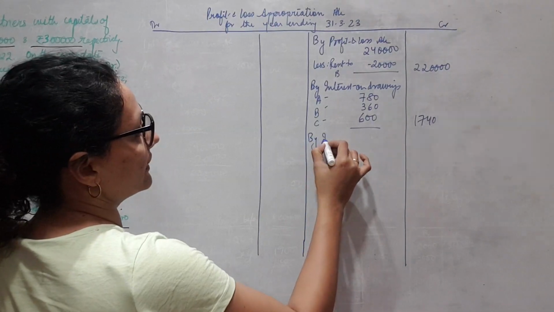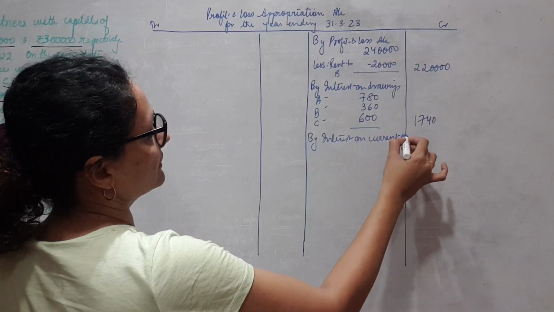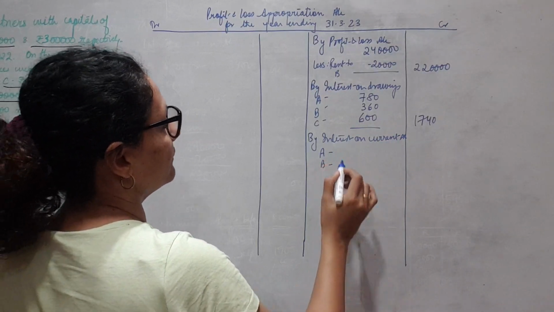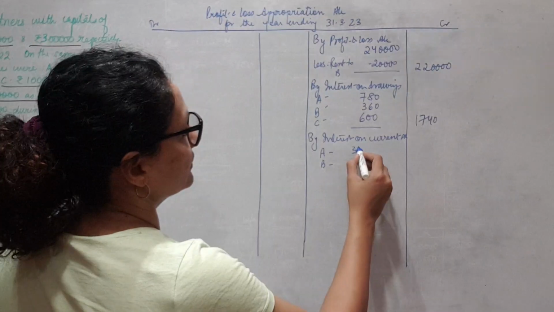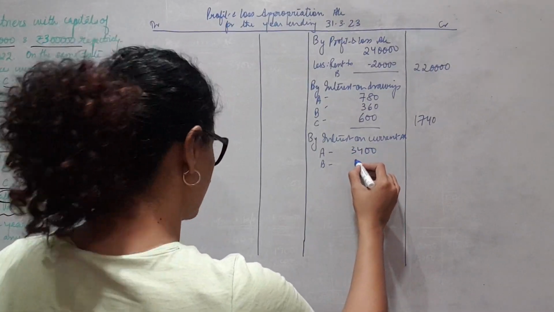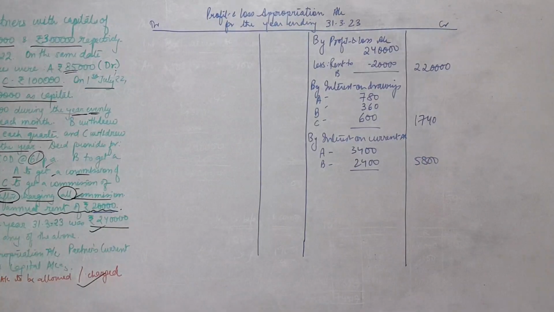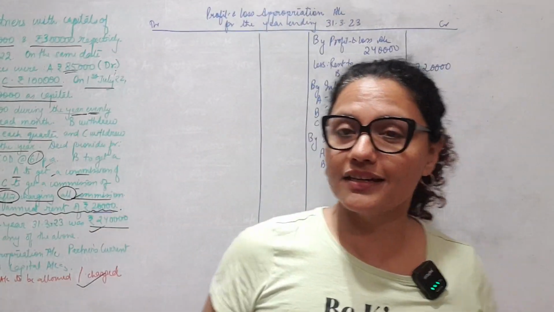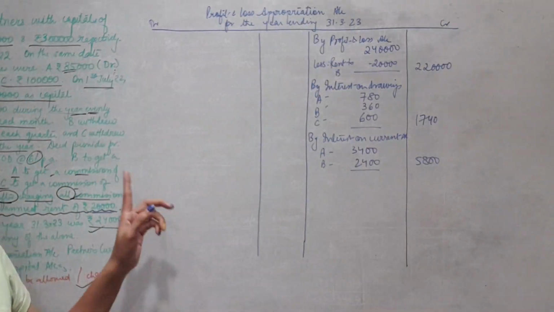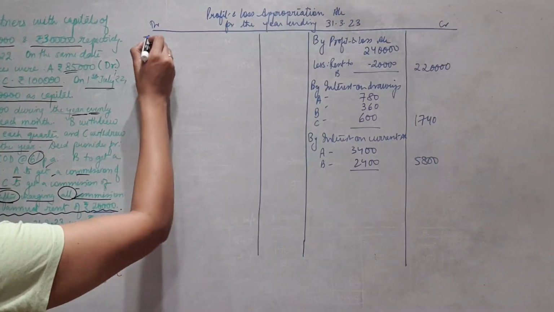Also, the interest on current account that had a debit balance, A and B. We calculated interest on current account, which we were charging, so it will come on the credit side of P&L appropriation. 3,400 and 2,400. So 5,800 was interest on current account that A and B were charged. C's interest on current account, of course, we'll put here because that was a credit balance we are allowing. So let's come to whatever we are allowing here.